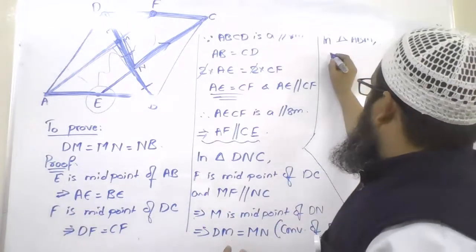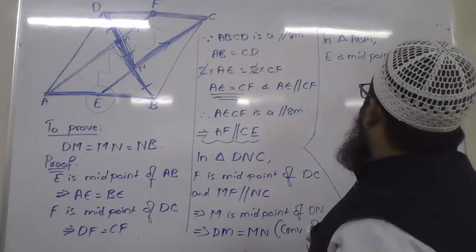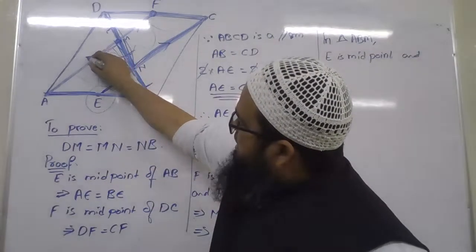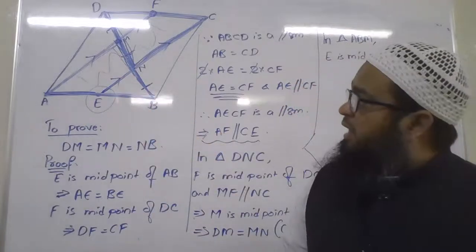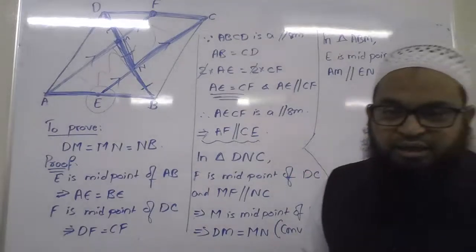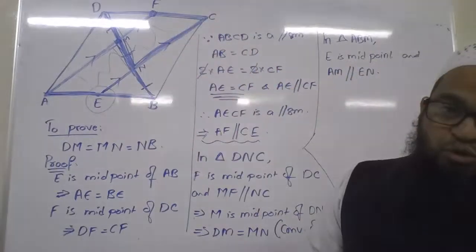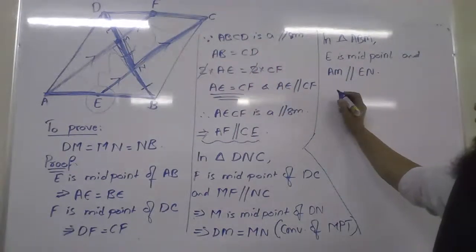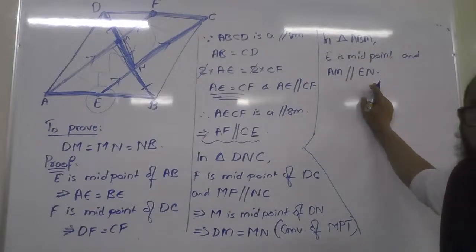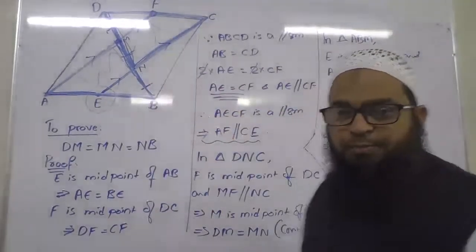Okay. So E is midpoint. Very good. E is midpoint and what? And AM is parallel to EN. Is it right? Because this is a parallelogram, AF and EC are two parallels. So now E is midpoint and AM is parallel to EN. So what happens, my dear? N is also a midpoint by converse of midpoint theorem.